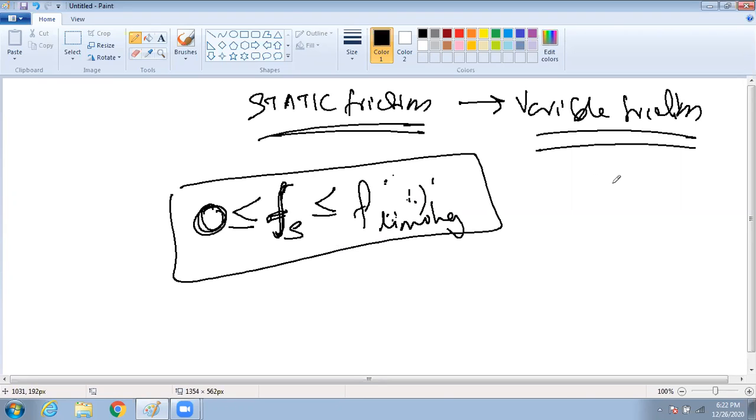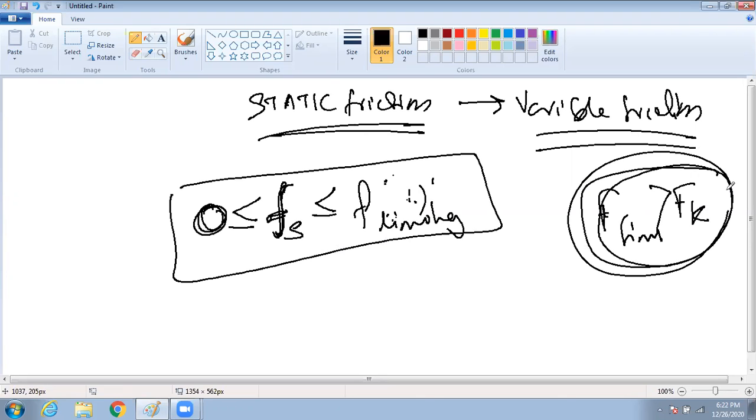F limiting will always be greater than Fk. Remember this. Note it down. So this static friction is a variable friction. It will increase or decrease depending on the situation.